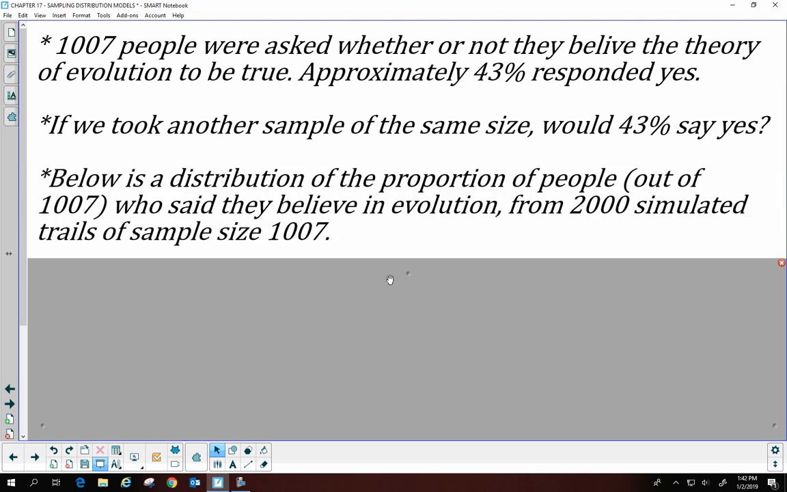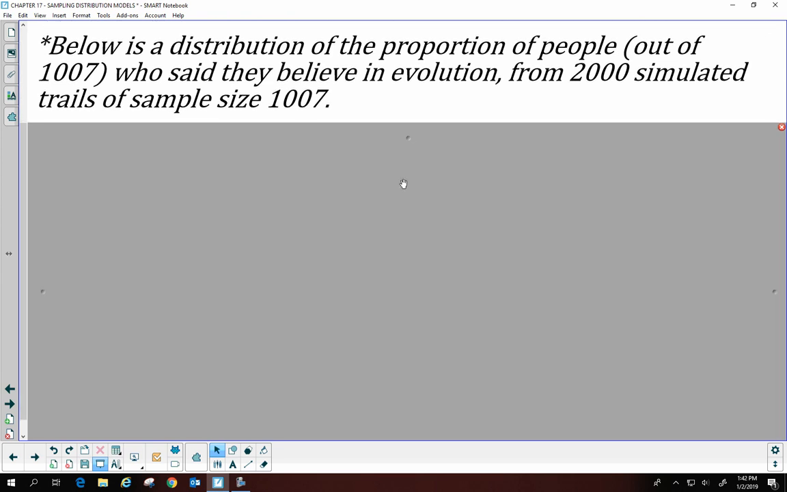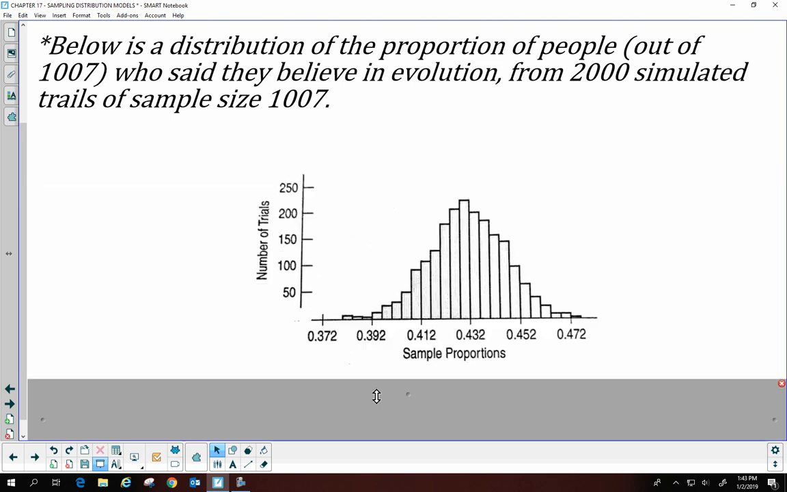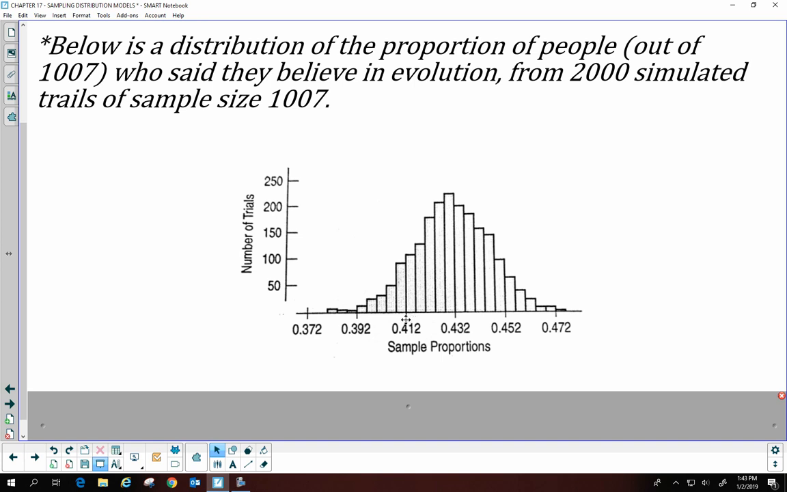Because there's variability, sometimes we might get more people to say yes in a sample, and sometimes we might get less. And so what we have here, I did not do this. This is from the book. They took samples of size 1,007, and a simulation was run to see how many people would say yes based on that 43% value that Gallup had found. And then they ran that simulation 2,000 times. And so this histogram here is a histogram of the proportion of people who said yes, they believe in evolution, those 2,000 times.